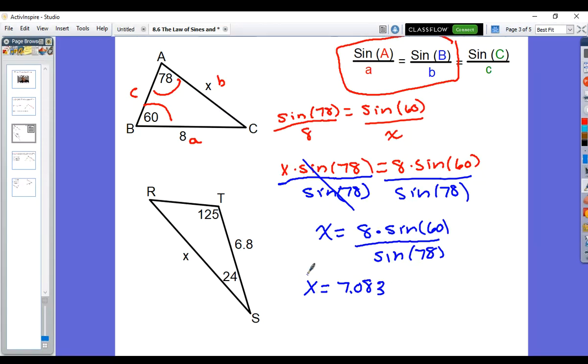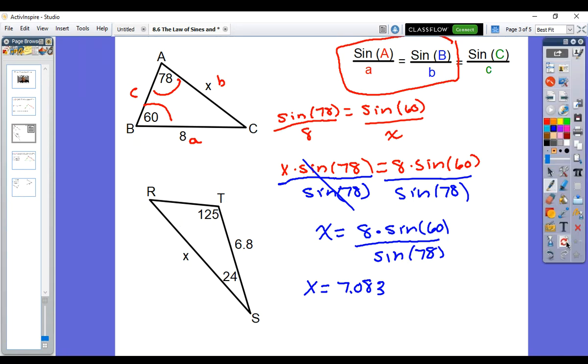If you try to do this on your phone, you'll do it backwards. You'll do 60, then sine, then times 8. Hit enter, you get a number. Then you hit divided by, then 78, sine, and enter again, and you should get that. Let's try that one more time with the problem down here. So I'm going to clear this off.